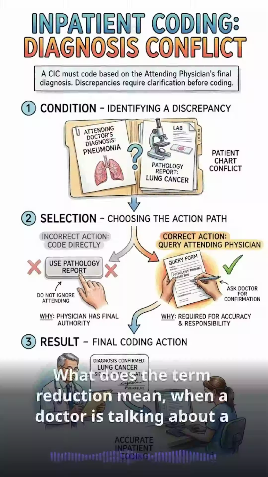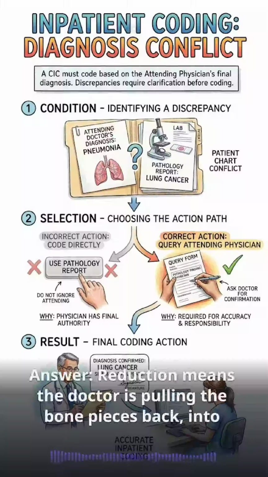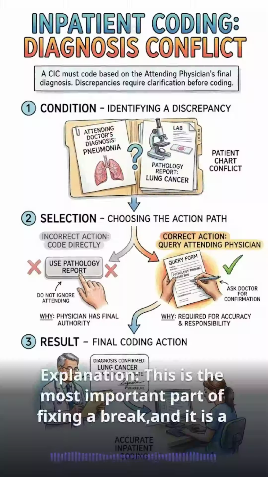89. What does the term reduction mean when a doctor is talking about a broken bone surgery? Reduction means the doctor is pulling the bone pieces back into their original and correct places. This is the most important part of fixing a break, and it is a key part of coding.